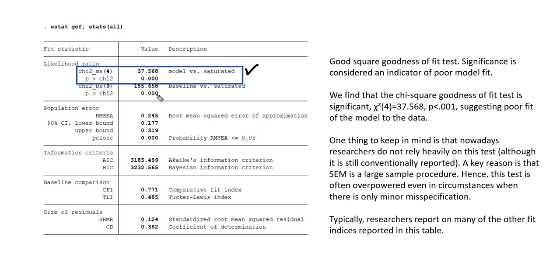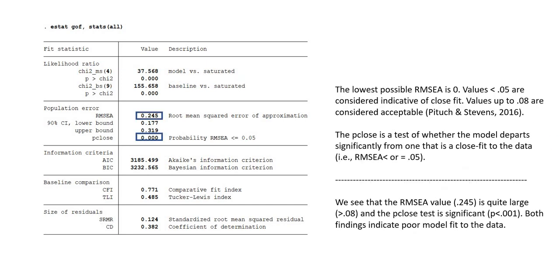So we do use other indices nowadays, which include the RMSEA, the root mean square error of approximation; the CFI and TLI, that's the comparative fit index and Tucker-Lewis index; and the SRMR, the standardized root mean square residual. With respect to the RMSEA, the lowest possible value is 0, and values up to about 0.05 suggest that a model is exhibiting close fit to the data. Values up to about 0.08 would still be considered acceptable.